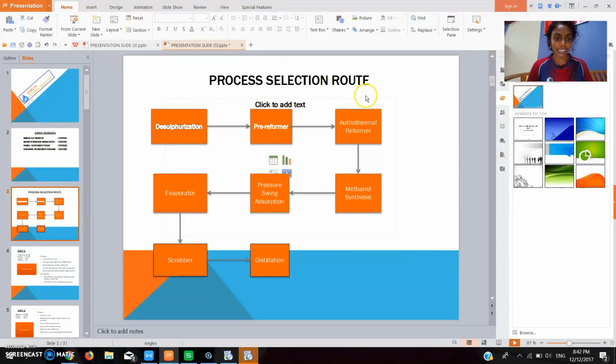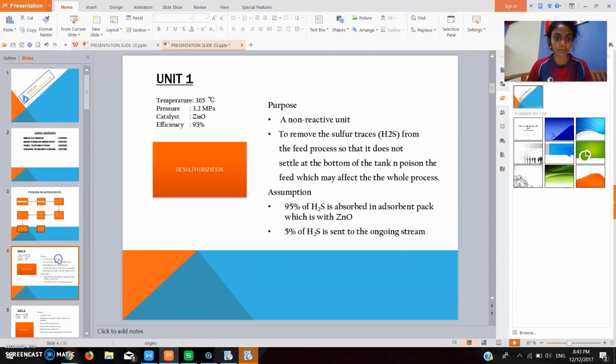This is my process selection route, where in this design we are assigned to produce methanol by using natural gas. So, this is the first unit: desulfurization, pre-reformer, autothermal reformer, methanol synthesis, pressure swing absorption, evaporator, scrubber, and distillation. These are the units involved in the production of methanol.